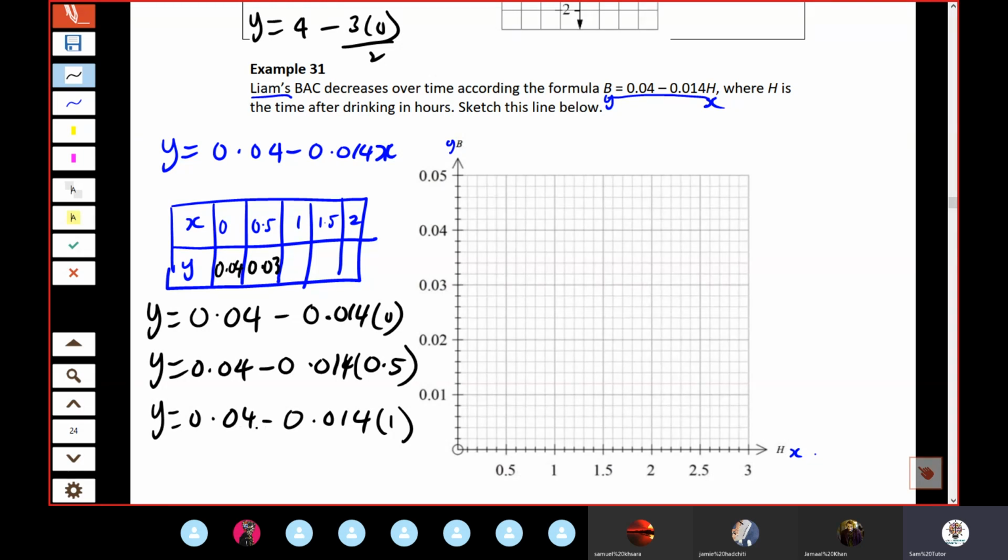The next one should be 40, 14, 28, 0.028, if I'm not wrong. Confirm that, someone, for me. 0.026. Oh, 2, of course, because it's 14. Simple math I can't do anymore. We'll have 1.5, plug in 1.5 now, and plug in 2, and give me those last two answers, please.